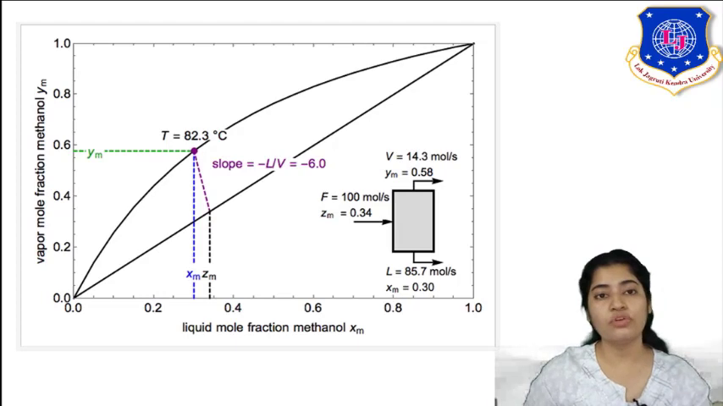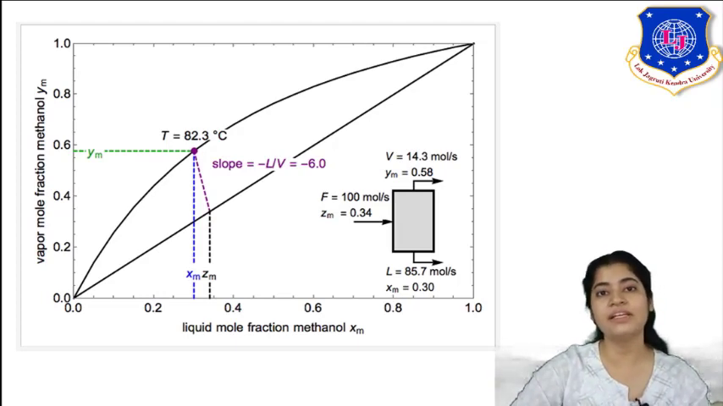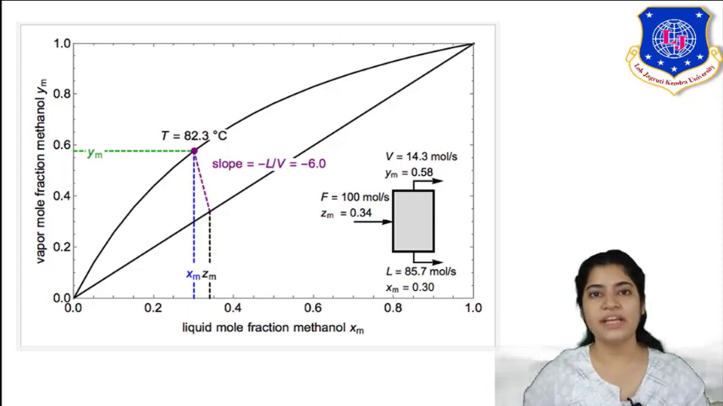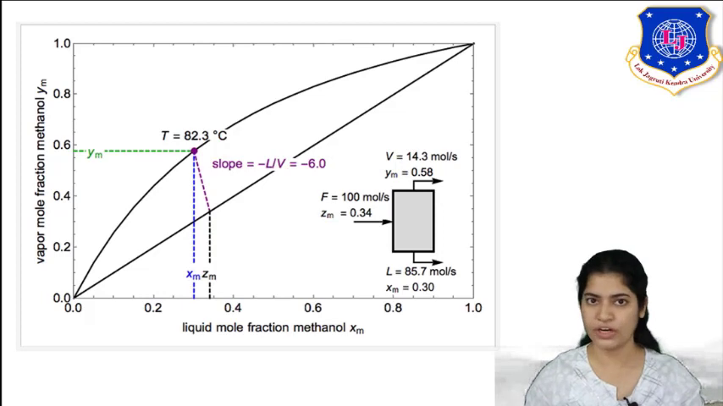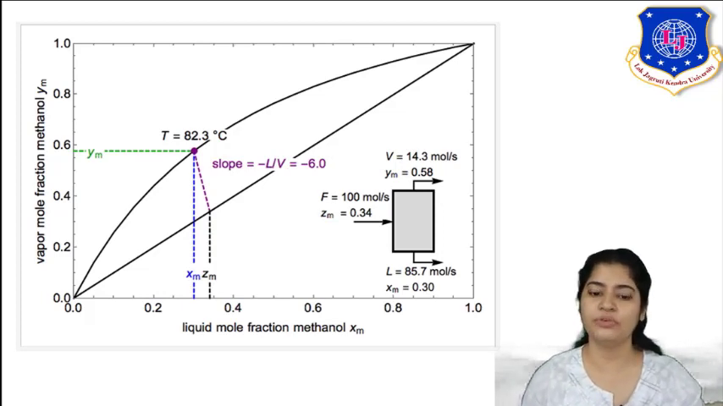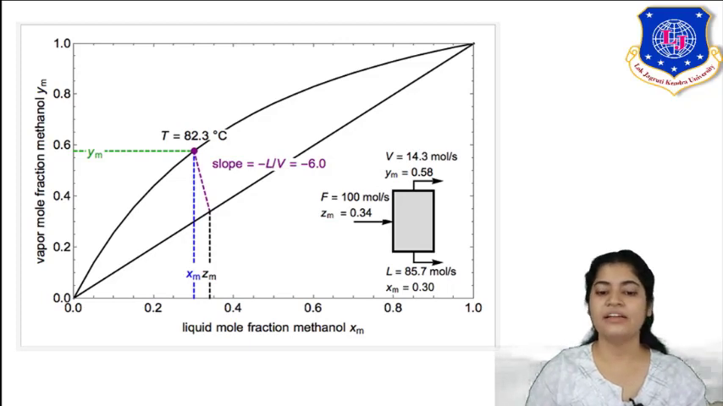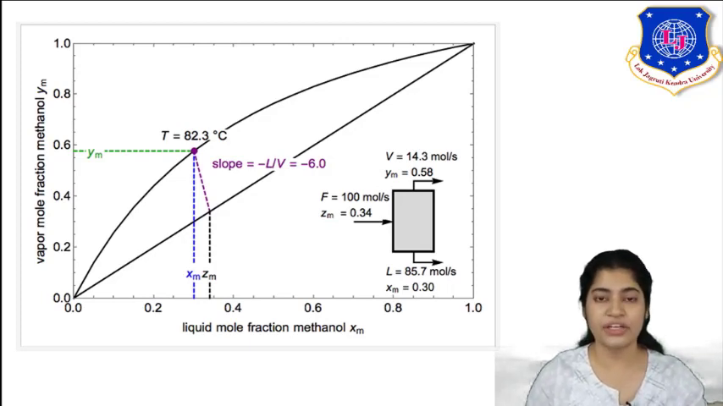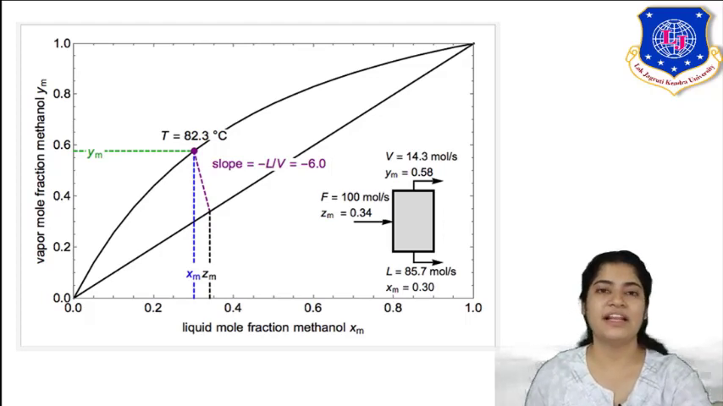Ym is what? Mole fraction of more volatile component. From 0.34 it has been enriched to 0.58. Means how much I have separated my more volatile component. And in the bottom you can see it is 85.7 mole per second and the mole fraction of more volatile component is 0.3. So you can see graphically, slope is minus L by V is equal to minus 6.